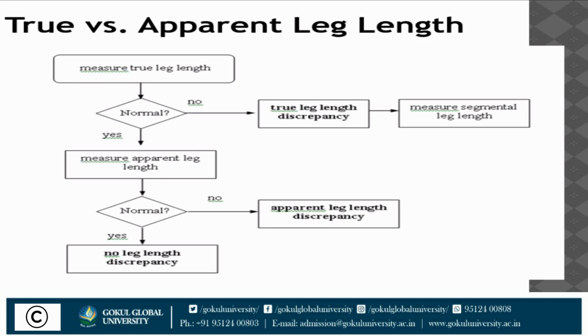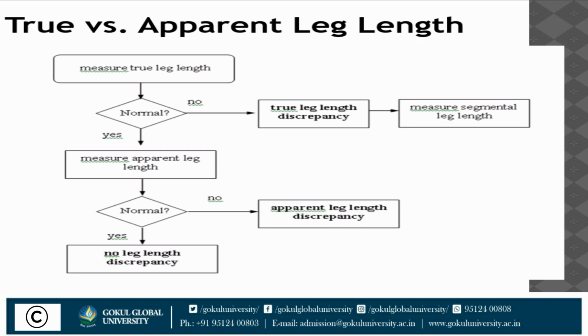If when we are measuring true leg length and it is normal, okay, that means both the legs are same, that means there are chances that because of any other pathology like scoliosis, apparent leg length discrepancy is present. So we have to measure apparent leg length discrepancy.